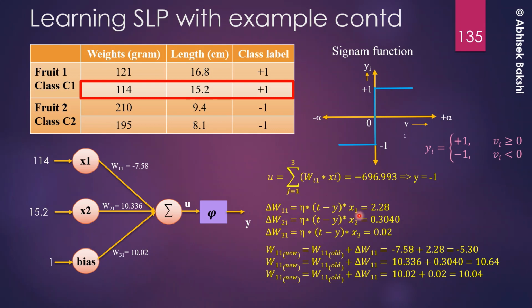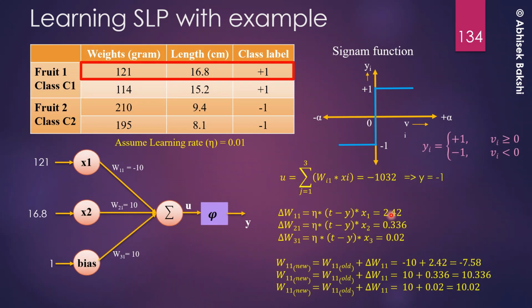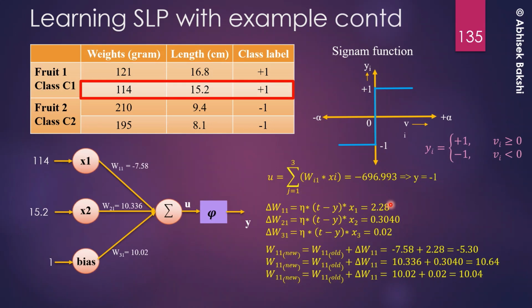So delta W11 now becomes 2.28. Previously it was 2.42. Now it becomes 2.28. So naturally it will be adjusted to minus 7.58 plus 2.28, so minus 5.30. And similar calculation will happen for the other W's. Since I've just copied some part of this code, that's why it remains the same. Anyway, I hope you can understand. It should be W21 and it should be W31.